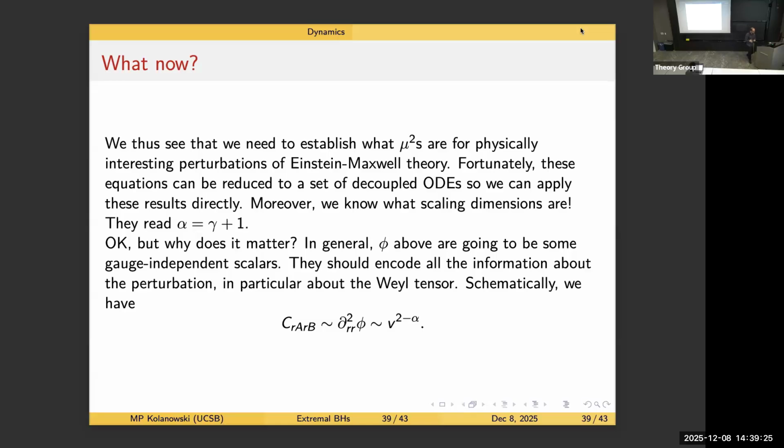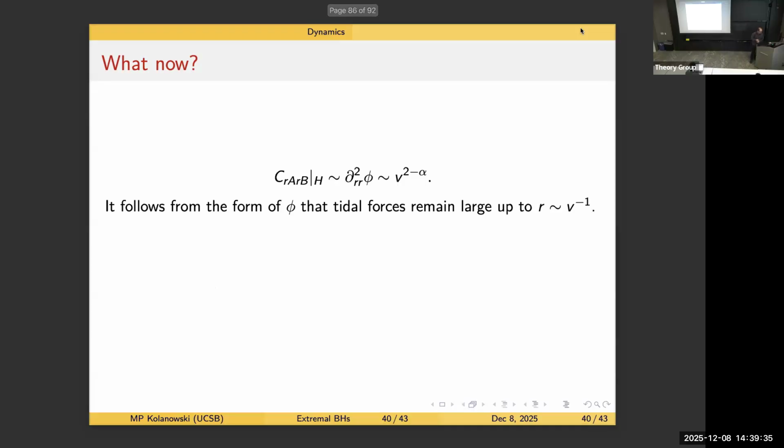So if alpha is smaller than 2, so if conformal dimension is smaller than 2, that would mean that tidal forces would actually grow on the horizon instead of decaying. And moreover, they will be large outside the horizon up to a radius of order 1 over time.